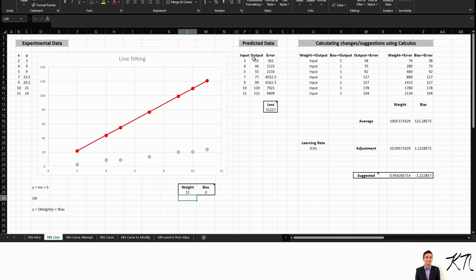It went up by 2. But that went up by 4. That went up by 9. That went up by 11. So the output is now changing by the value of the input. When you change the weight, the output changes by the value of the input. So that's what we've written down here. As weight changes, output changes by the input. So these two are relatively straightforward, right?